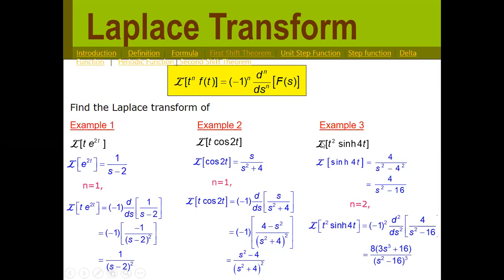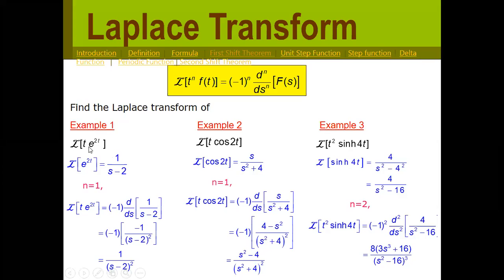So agak leceh lah kalau T dia power of more than 2. Kan dah sampai bila T power of 2, T square pun kita dah leceh. Sebab apa? Sebab you need to differentiate until the second order. Kan? Tapi kalau T power of 3, T cube, or T power of 4, lagilah leceh. Kan?